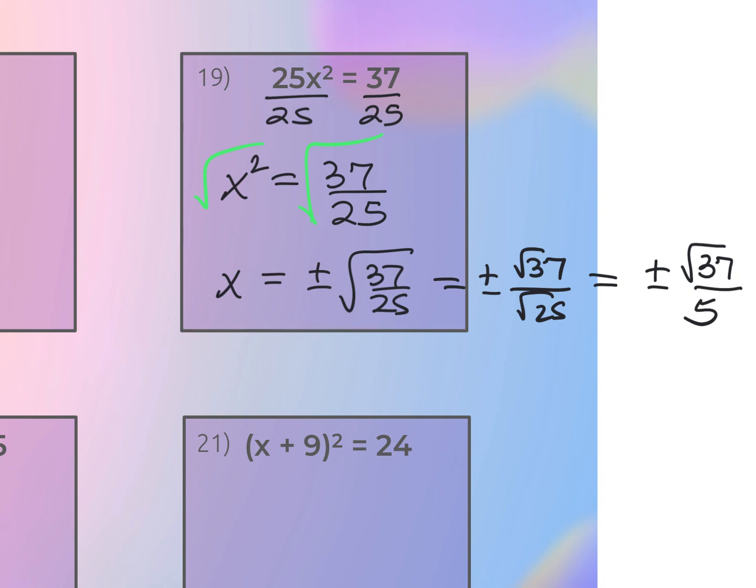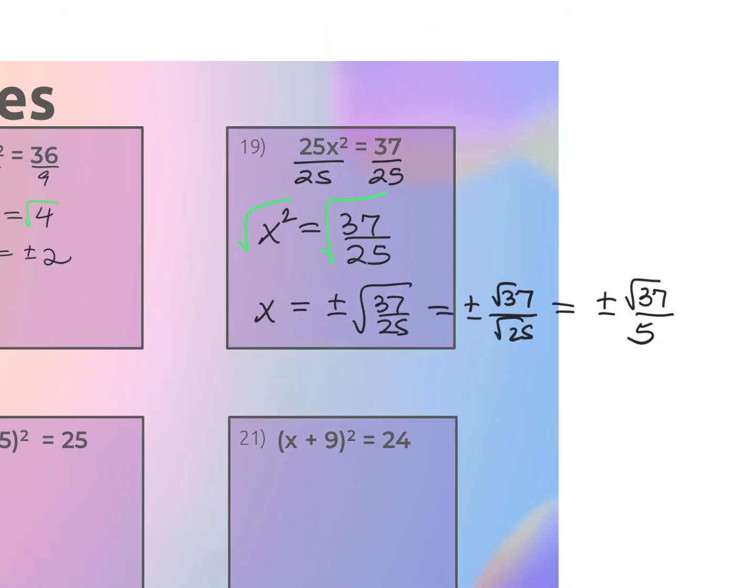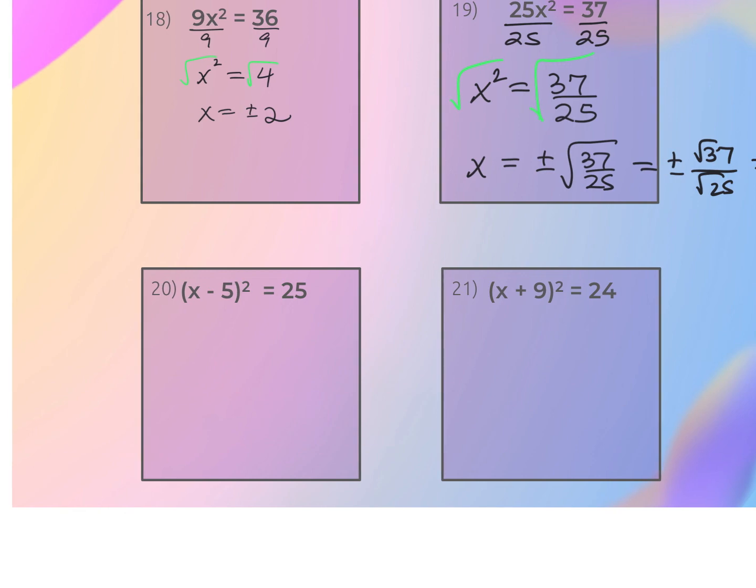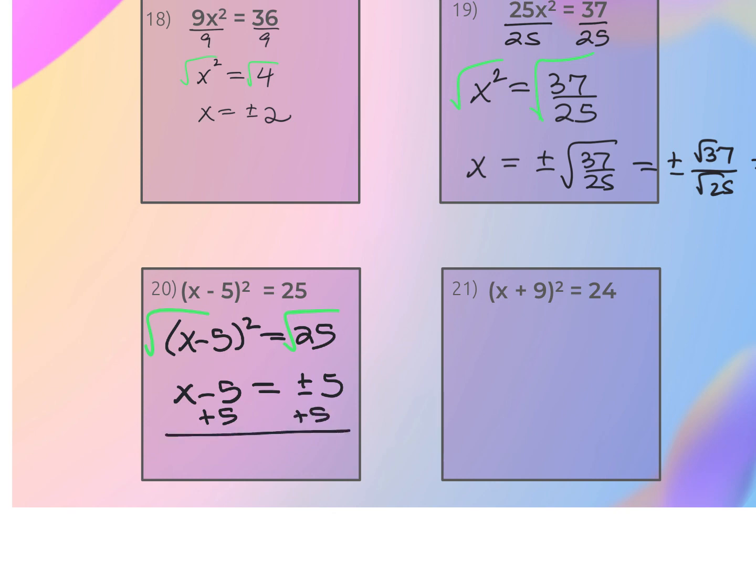Let's try number 20. Again, I'm going to do the square root method. I'm going to square root both sides. So x minus 5 squared equals 25. Square root the left, square root the right. X minus 5 equals, and now this one, be careful. It becomes plus and minus 5. When I move the 5 over, I now have x is equal to 5 plus or minus 5.